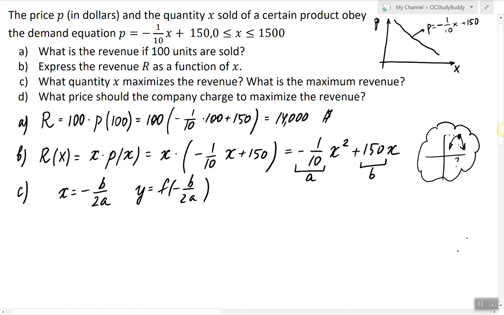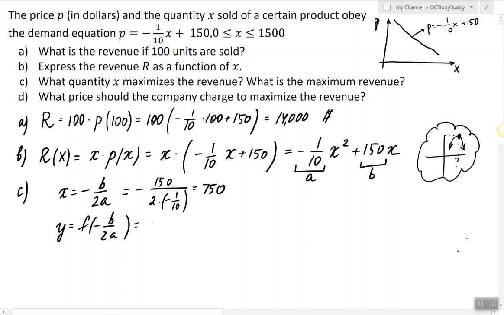To find the x-coordinate, we just plug everything into this formula. So x is equal to negative 150 divided by 2 times negative 1/10. So it's 750. And y is f of, well, in this case, it's not going to be f, it's going to be r. It's r of 750. What is r of 750?